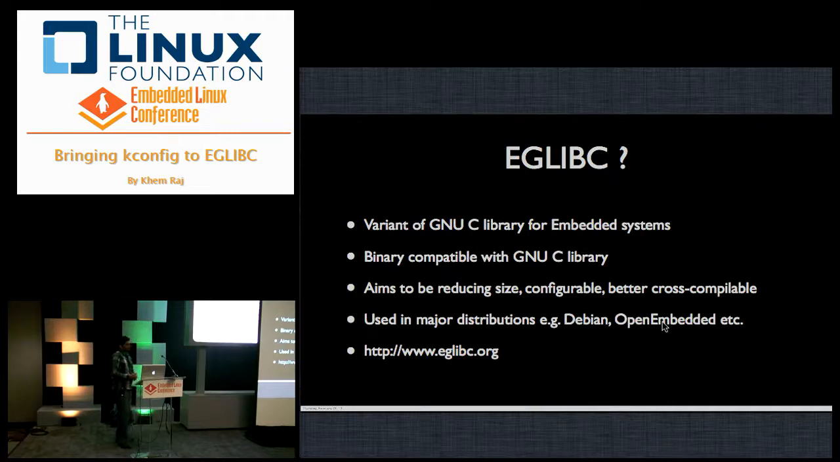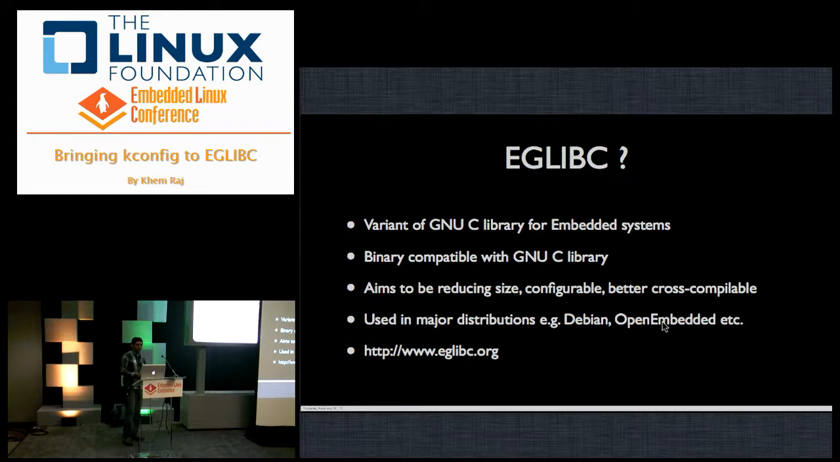So what is Eglibc? It's a variant of the GNU C library, especially aimed at embedded systems. It was launched about 6 years ago. The main purpose was to get improvements into embedded systems, because back then glibc was more and more targeted towards desktop-based systems, and improvements specific to embedded systems were not that interesting for desktop systems. So the main focus was the features that would make sense for embedded systems.